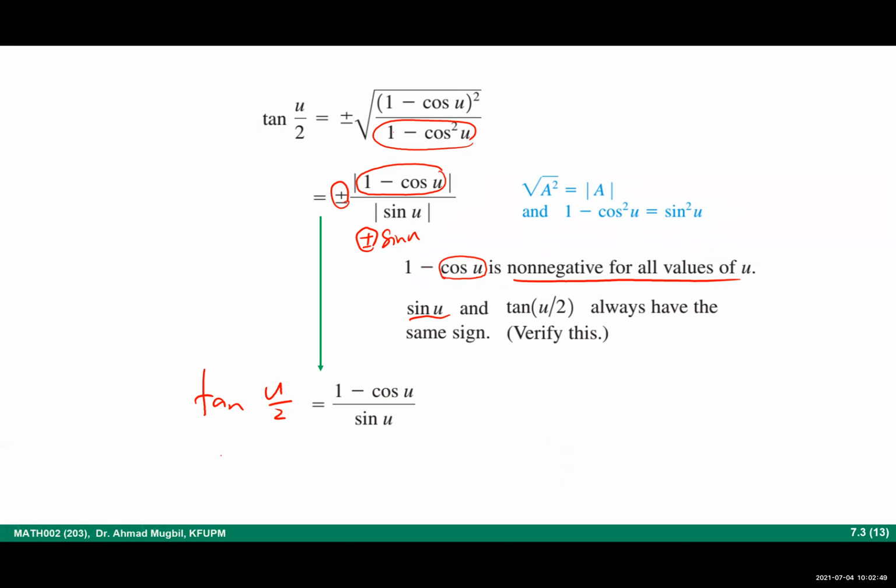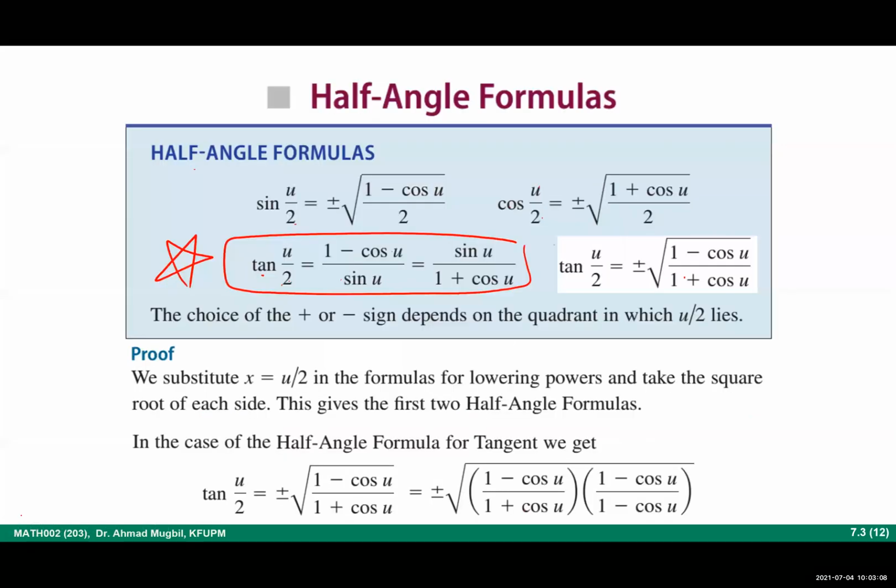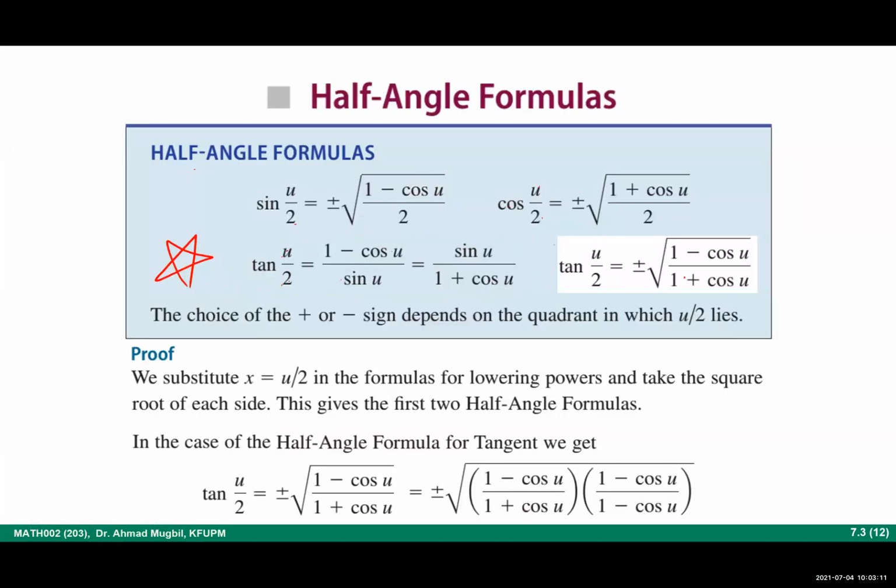If we multiply it by 1 plus cosine, we will get sine u over 1 plus cosine u. And they are equivalent. Please go to 7.1. In 7.1, we showed that this equals this. Let me remind you about this formula again. Tangent u over 2 is 1 minus cosine u over sine u, or sine u over 1 plus cosine u. They are the same, and this one equals this one. You can prove it, see 7.1.